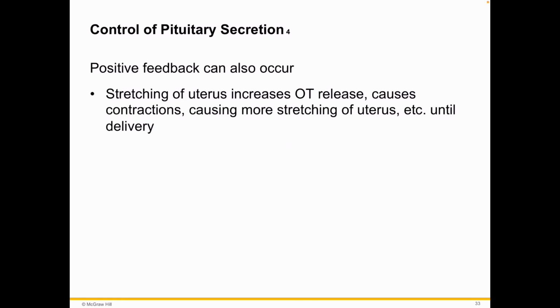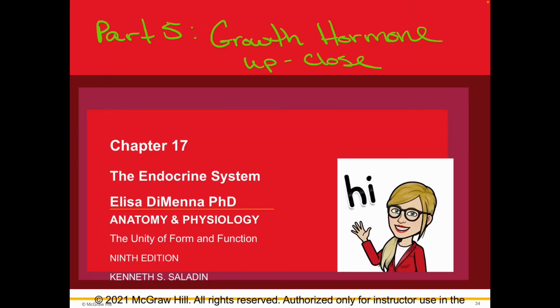Positive feedback also can occur, and that's definitely very well known. Stretching of the uterus will increase oxytocin release, and that causes everything from contractions and more stretching and expansion and contraction of the uterus until we're finally able to deliver the baby, for example.